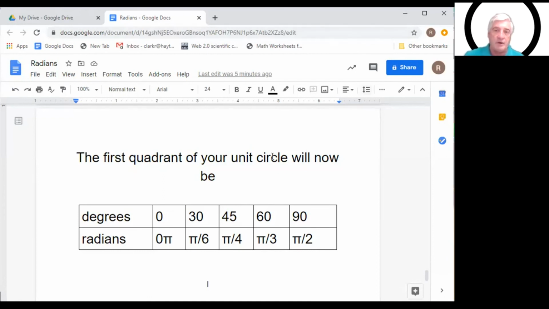So now the first quadrant of your unit circle will be: 0, and yes, 0 pi is still 0. 30 degrees is pi over 6. 45 degrees is pi over 4. And 60 degrees is pi over 3. And 90 degrees is pi divided by 2. And that's what we know about radians and degrees.